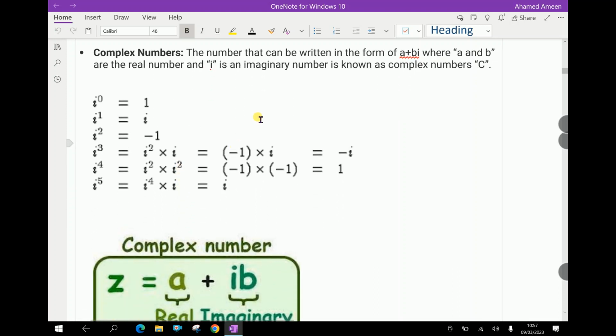Complex numbers. A number that can be written in the form a plus bi, where a and b are real numbers and i is an imaginary number, is known as a complex number C. Here i squared equals minus 1 is the basis for the complex number. That means i is the square root of minus 1. Square root of minus 1 indicates the imaginary part of that number. Normally the square root of a negative number is not a real number, it's an imaginary number. Imaginary and real combined together is a complex number.